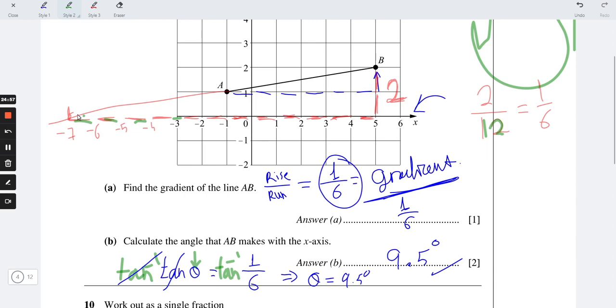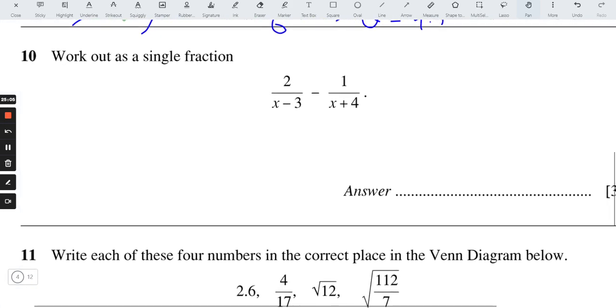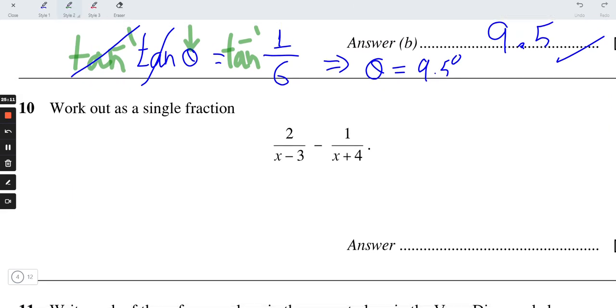Then take the inverse function of tan theta, which is tan inverse. So now here, work out as a single fraction. As a single fraction, that means we have to have just one fraction, top and bottom, without any operation between these two fractions. So now we will use cross multiplication, butterfly multiplication. We'll multiply 2 times x plus 4. In this case we'll get 2 times x is 2x plus 2 times 4 is 8, so plus 8.